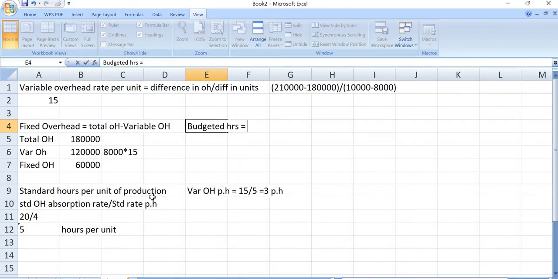5 hours I require, right? So 12,000 into 5. That means 60,000 hours it will be there. So fixed overhead per hour is equal to fixed overheads, that is 60,000 divided by my budgeted hours. So 60,000. So it will be 1 rupee per hour.